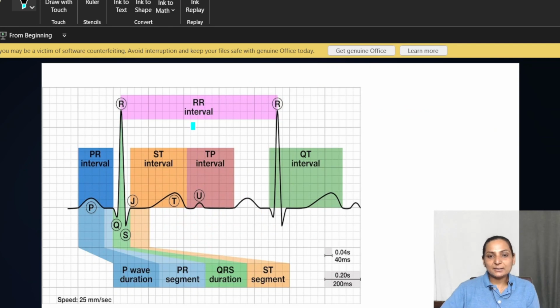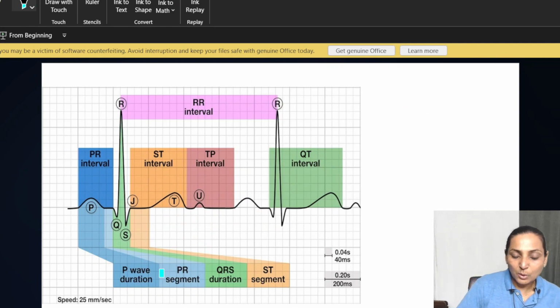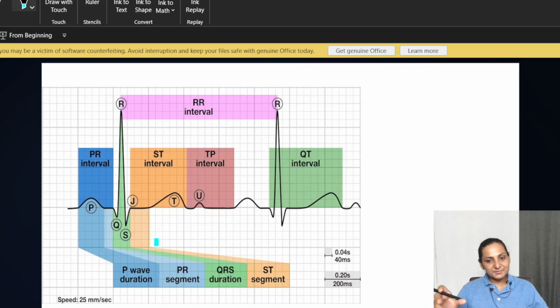We will be studying what are the causes of the various waves, intervals and segments. So that is going to be the next part of the lecture.